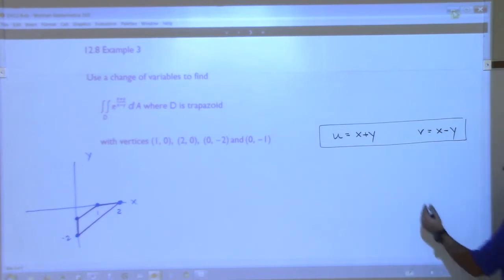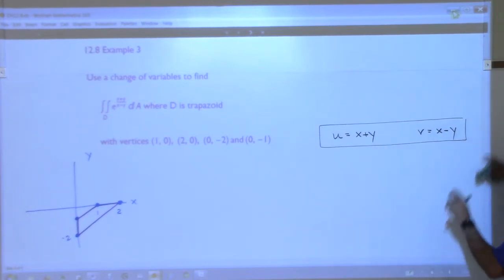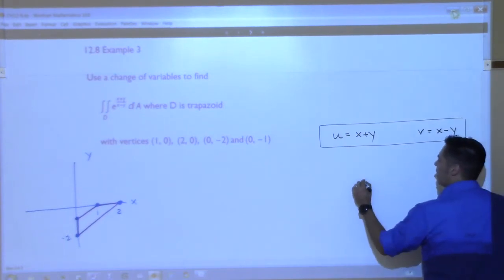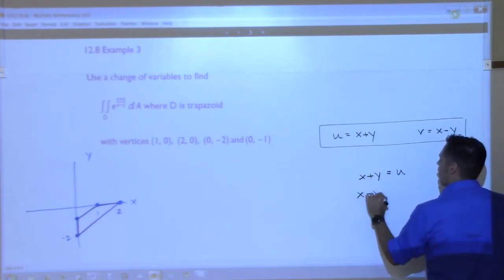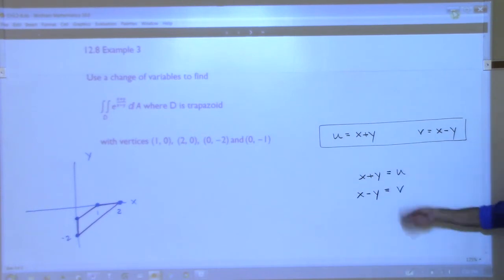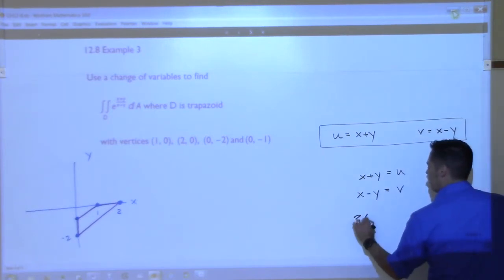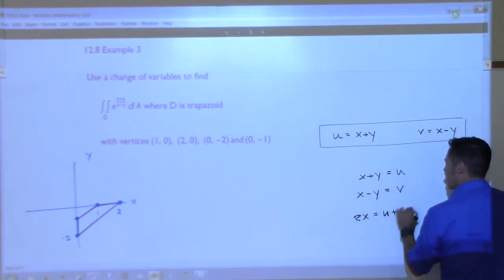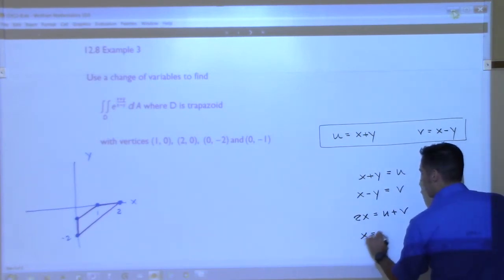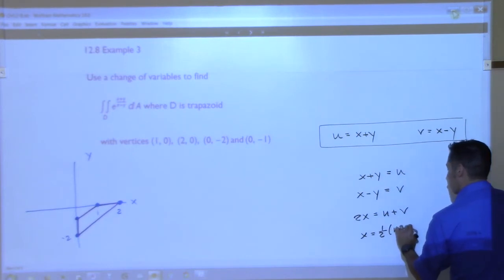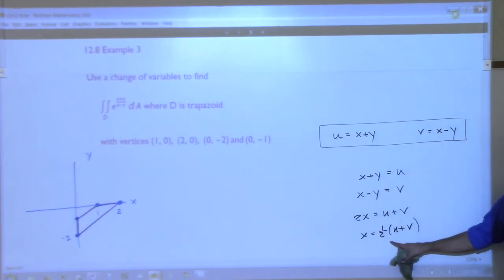I like this idea. I like the idea of adding these two together. Am I allowed to do that? If x plus y equals u and x minus y equals v, can I just add straight down? What would that give you? It would give me 2x equals u plus v, right? And then that would mean that x is 1/2 of u plus v. And that would be my first transformation.